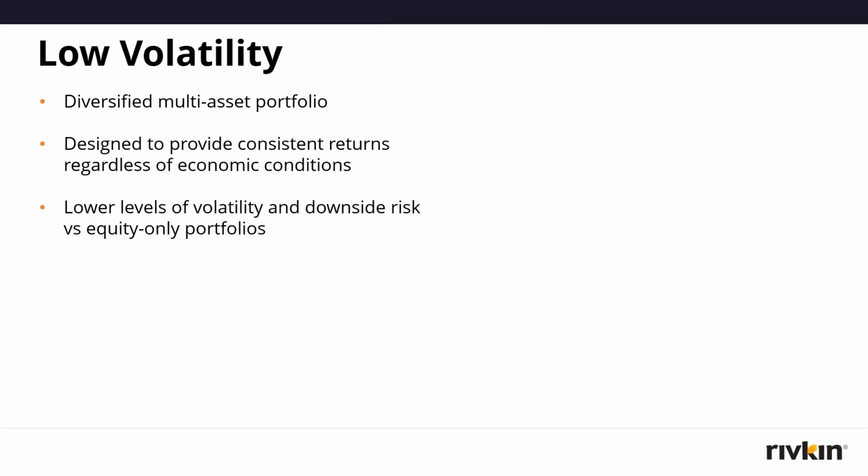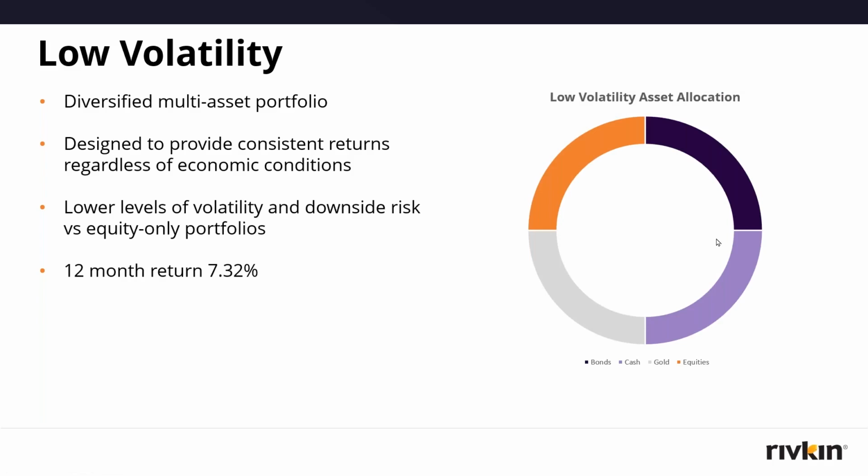With this, we do see lower levels of volatility and drawdown risk. So when we're talking about drawdown risk, declines in account value from highs versus long-only equity portfolios. So with something like this, we expect to see lower downside risk, lower levels of volatility versus long-only equity portfolios. But over the long run, we generally expect to have more modest, consistent returns in something like this. Over the past 12 months, net of fees, 7.32%.